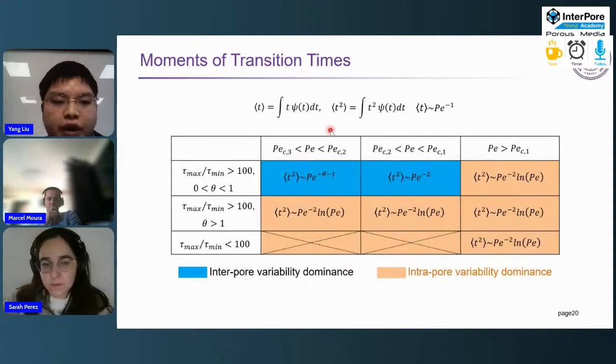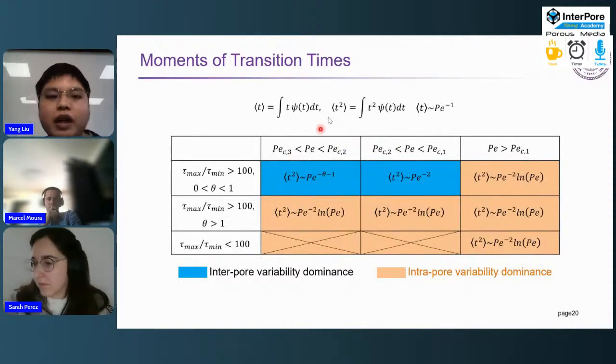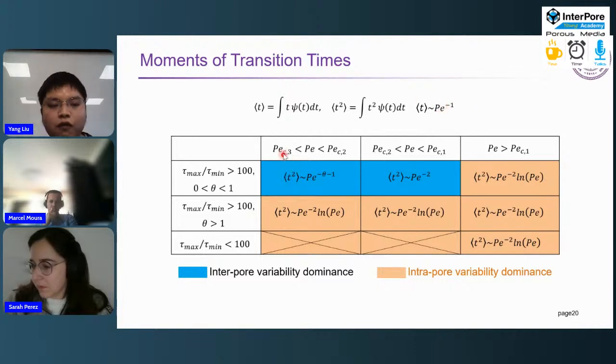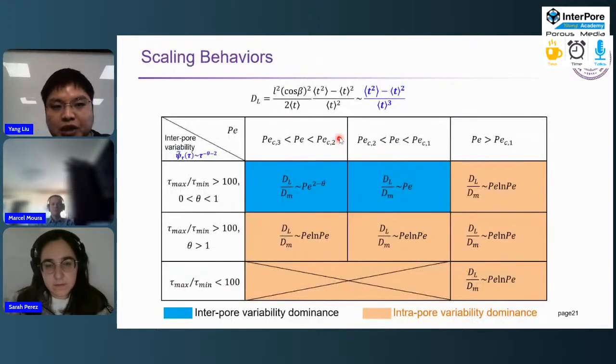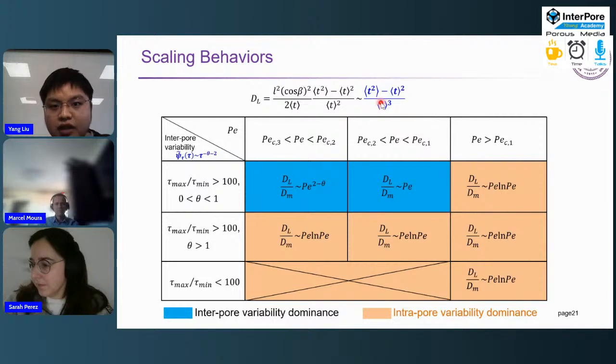And here we can get the moments of the transition time like this. We find that the first moment of transition time always scales with the Peclet number. However, for different porous media, we can see different scaling behaviors for the second moment. And by substituting the moments into this formula, we can see different scaling behaviors for the dispersion coefficient with the Peclet number.